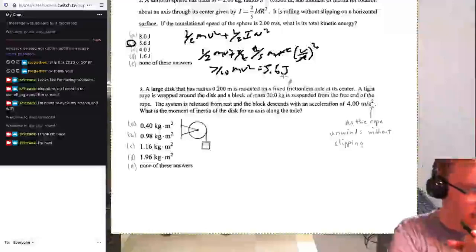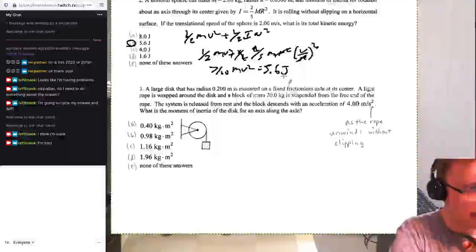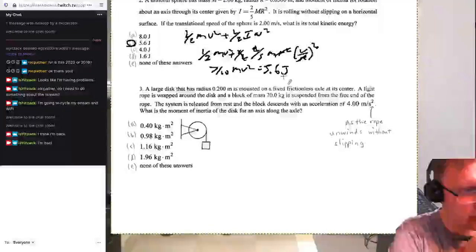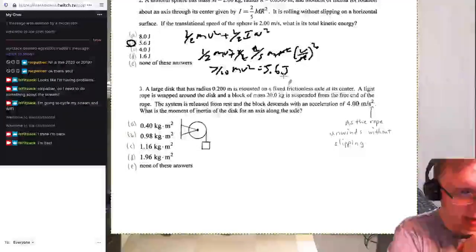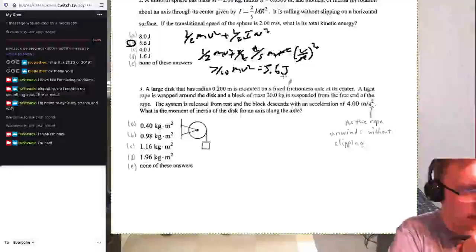A large disc with a radius of 0.2 meters is mounted and fixed by a frictionless axle at its center. A light rope is wrapped around this and a block of 20 kilos is suspended from the free end of the rope. The system is released from rest and the block descends with an acceleration of 4 meters per second squared as the rope unwinds without slipping.